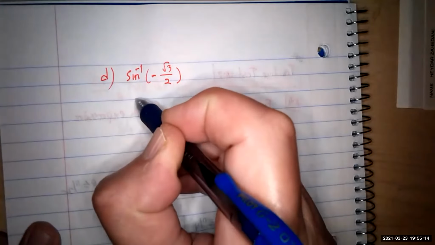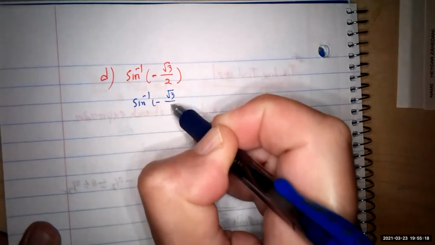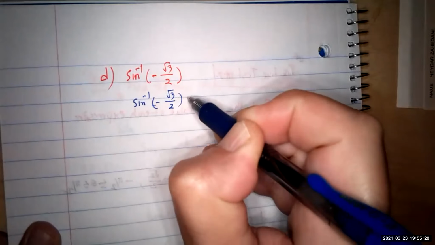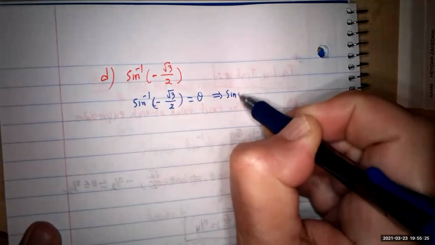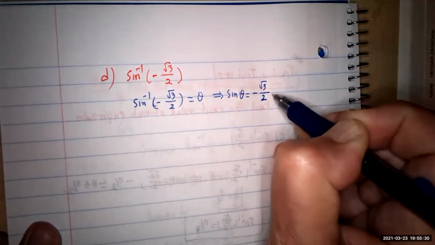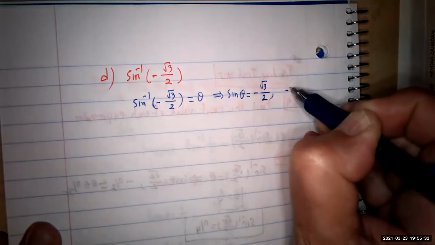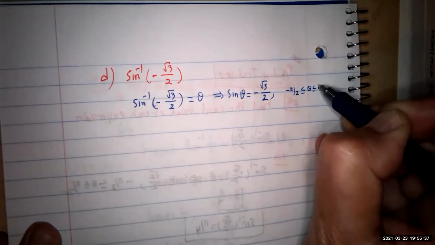Okay, it can be done. You want to find an angle whose sine is negative radical 3 over 2. It's a negative number, red flag. Be careful. Okay, so you let the sine inverse of negative radical 3 over 2 be equal to theta. You switch it: sine of theta equals negative radical 3 over 2. And remind yourself that your theta must be between negative pi half and pi half.